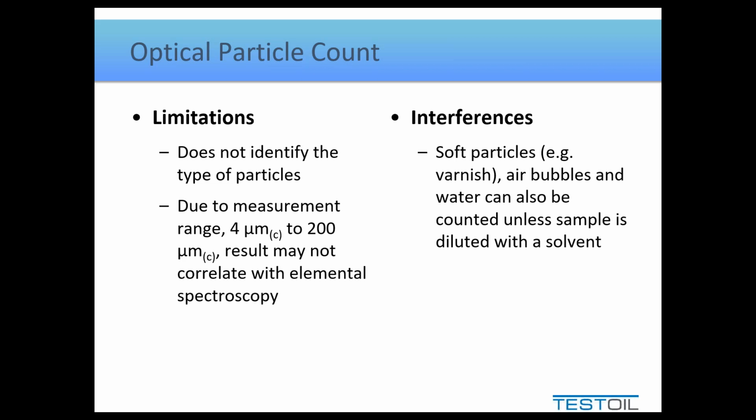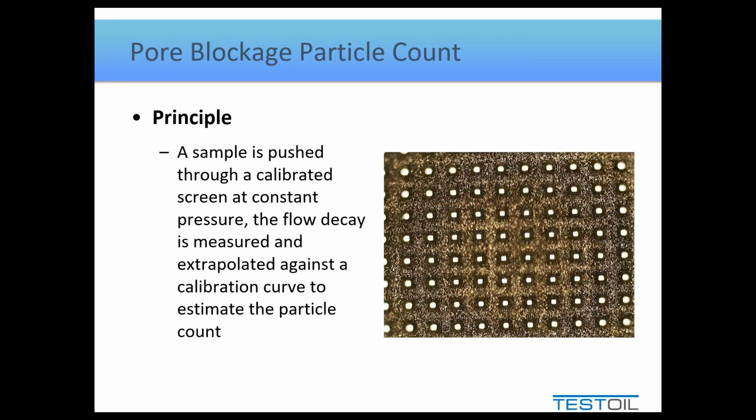The other way, and this is the test oil preferred method, is called pore blockage. We use a screen like the one pictured here, with precision laser cut holes in it that may be 5, 10, or 15 microns. Say that's a 10 micron screen. Every one of those holes is exactly 10 by 10 microns. We push the oil through the screen at a constant pressure, and on the back side of the screen, we measure the flow rate. Specifically, we're looking for the decay of the flow. Some people call this the flow decay method because that's truly what you're measuring.